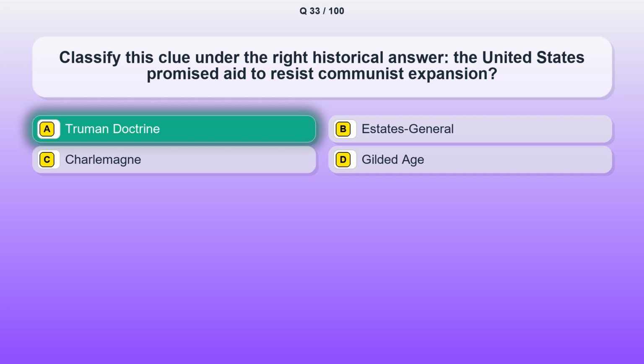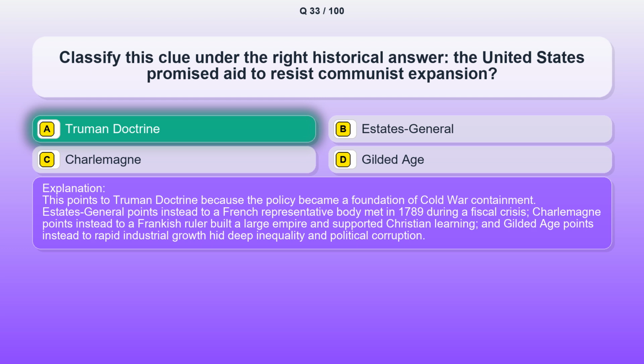The correct answer is option A, Truman Doctrine. This points to Truman Doctrine because the policy became a foundation of Cold War containment. Estates-General points instead to a French representative body met in 1789 during a fiscal crisis. Charlemagne points instead to a Frankish ruler built a large empire and supported Christian learning, and Gilded Age points instead to rapid industrial growth, deep inequality and political corruption.